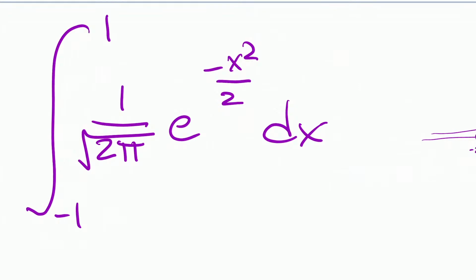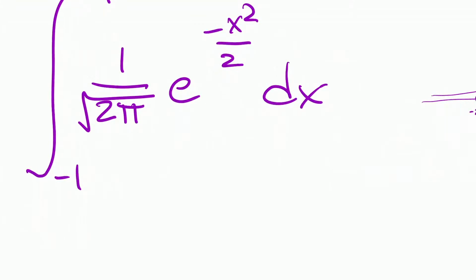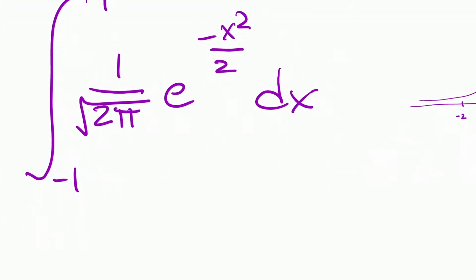Since we're in calculus class, we can do this using calculus. We don't have to go to Excel or use our calculators. We can do it using calculus. Well, the first problem that we're going to run into, and it's a pretty big problem, is the problem of doing the antiderivative of e to the negative x squared, or negative x squared over 2.